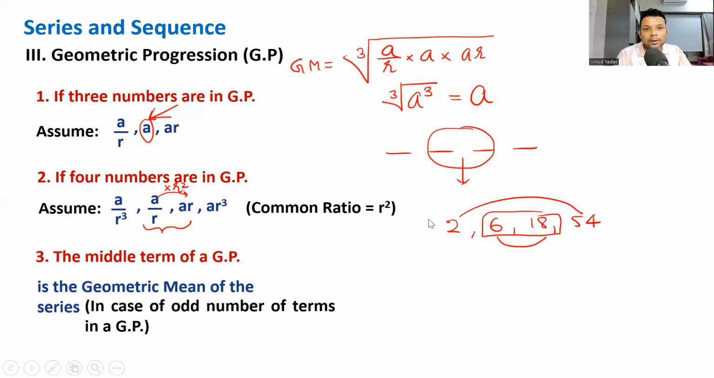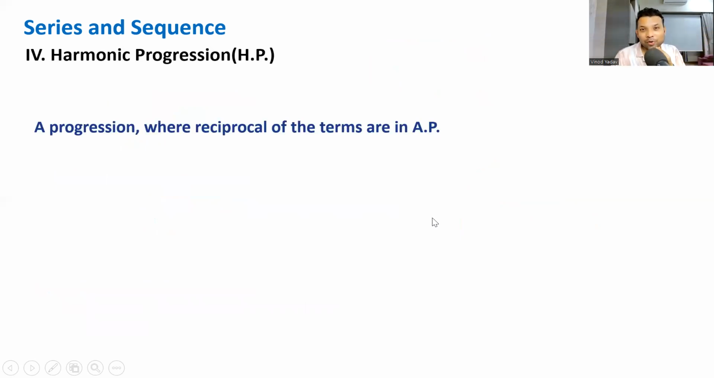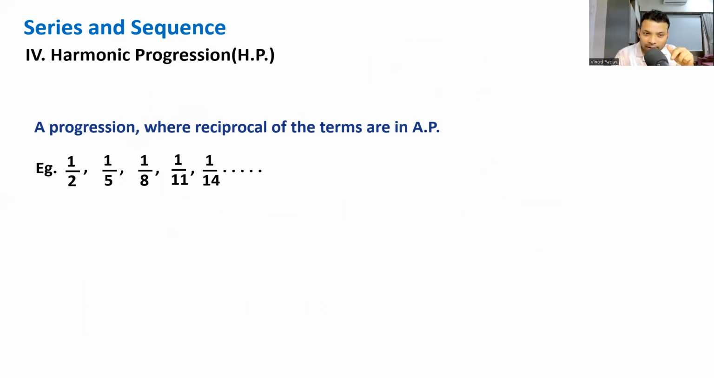Cool. Now, in harmonic progression there is not much. It's just that we know what a harmonic progression is. In the beginning we had introduced it. So when you take the reciprocal of the terms in a sequence or a progression and it becomes an AP, then the original sequence is called an HP. So this is HP because the reciprocal of every term is an AP.